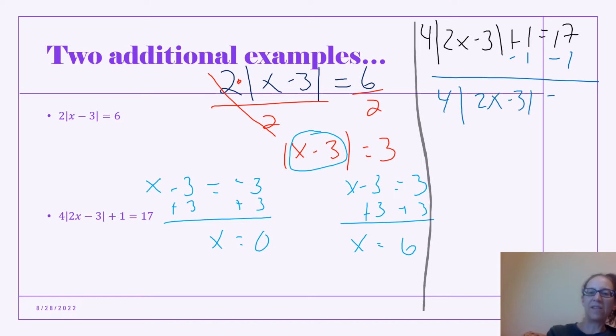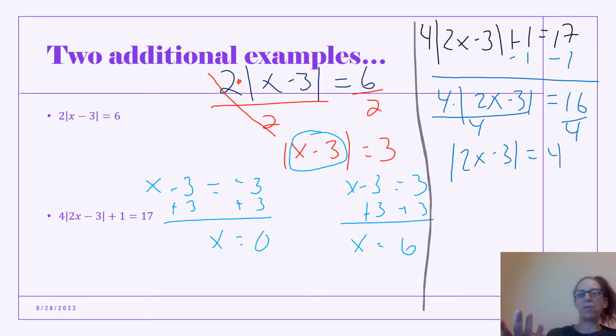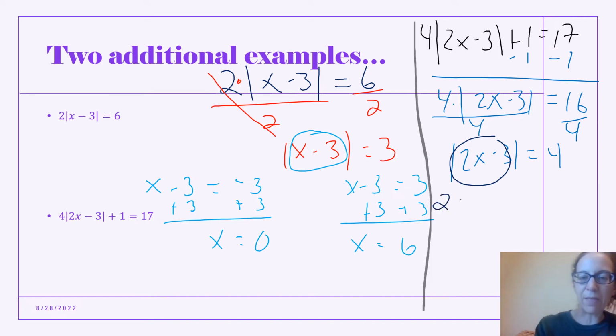okay? And then 1 minus 1 is 0, 17 minus 1 is 16. Now we can go ahead and divide by the 4, okay? And that gives us the absolute value of 2x minus 3 equals 4. And that brings us back to the previous kind of problem where we've got this thing inside the absolute value. The absolute value is equal to 4, which means that that thing inside is either -4 or +4.